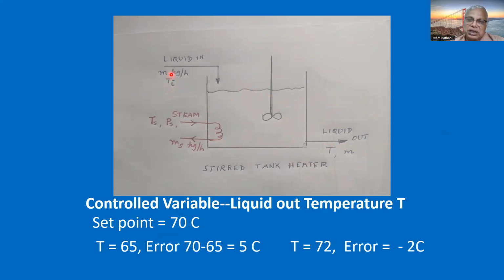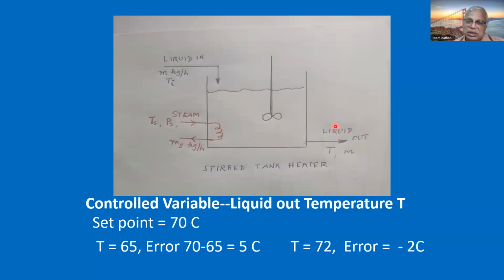Suppose the outlet control temperature set point is 70 degrees, as I said, but the measured value of the control variable at any time is 65, so there's an error of 5 degrees centigrade. What I have to do is bring this liquid outlet temperature back from 65 to 70. How do you do that? The easiest way is to increase the steam flow rate.